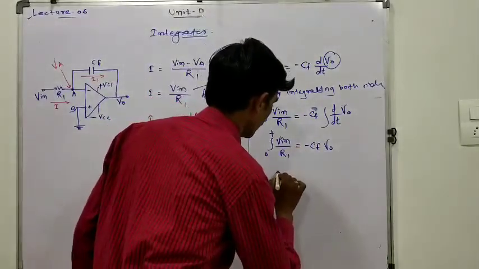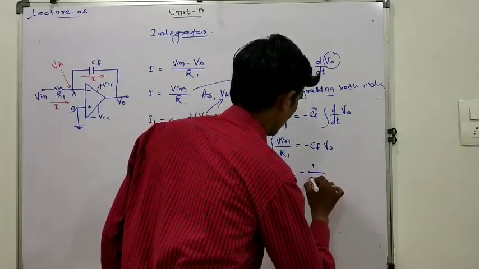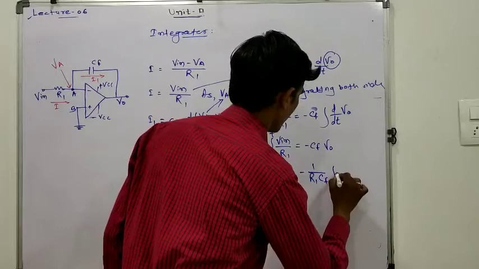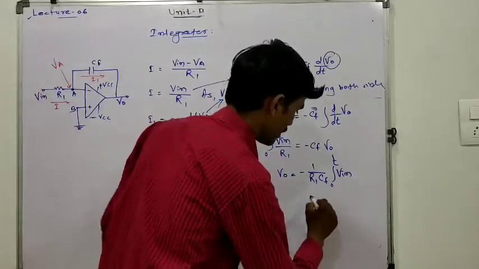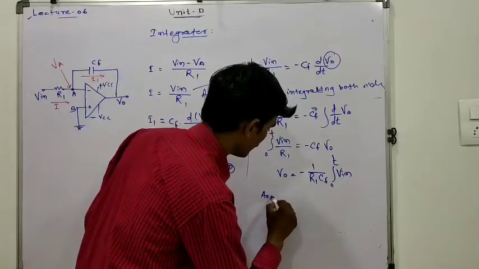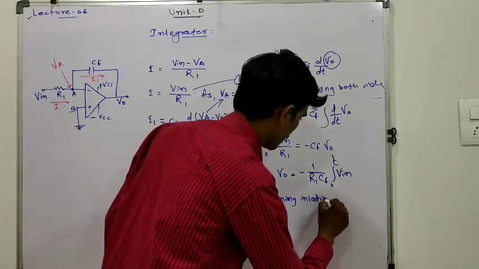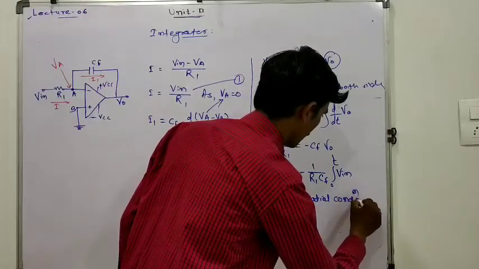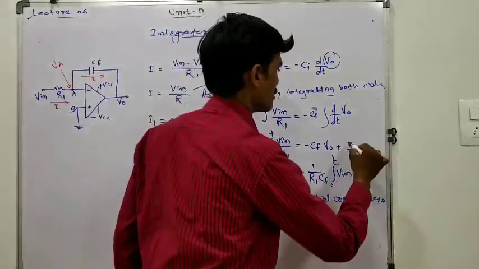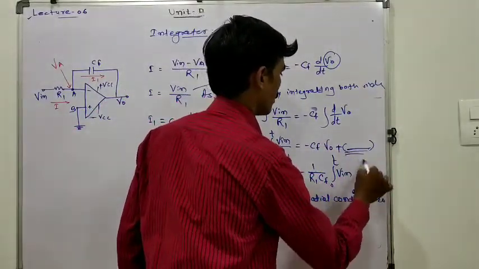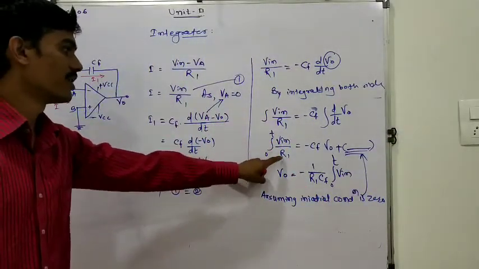So we get VO is equals to minus 1 upon R1 CF integration Vin 0 to t. And here one another condition, we are assuming initial condition is 0. Otherwise we have to add some point here, that is the voltage due to the initial condition. That's why we are considering this is 0. That's why we are directly writing this formula, that is 0 to t Vin divided by R1.